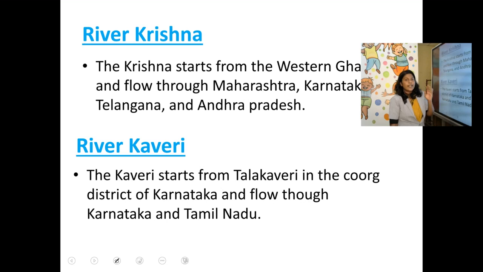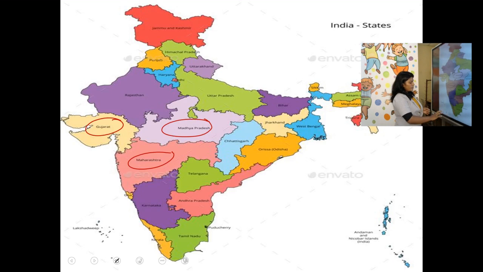Next, the river Kaveri. The river Kaveri starts from Talakaveri in the Coorg district of Karnataka. Where does the Kaveri start? It is in Talakaveri in Coorg district. Coorg is one of the districts of Karnataka state. It flows through Karnataka and Tamil Nadu, where we can see the river Kaveri.